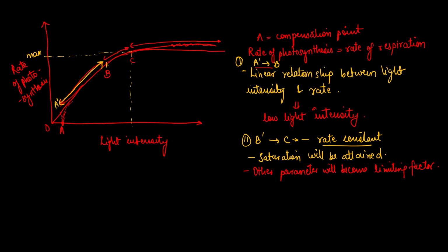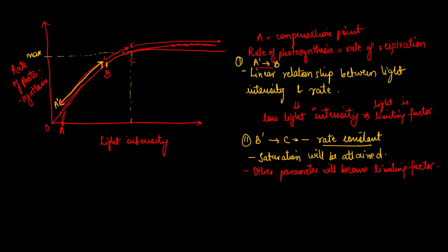But this linear relationship holds only when there is low light intensity, meaning light intensity is the limiting factor. So in the case of low light intensity, light is the limiting factor. Once it receives the maximum, or optimum, light intensity, it will saturate. In this case, light will no longer be a limiting factor, but other parameters will become limiting factors, say temperature, carbon dioxide, anything, depending on the situation.